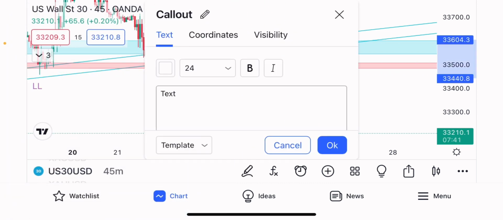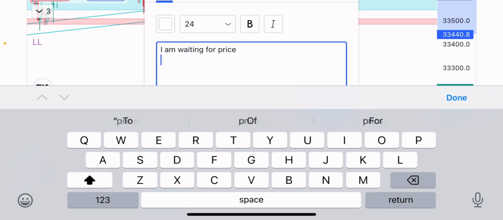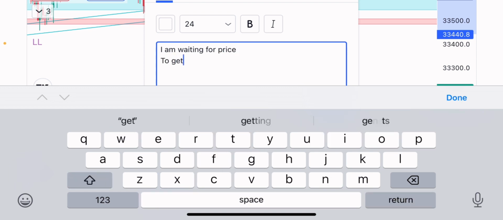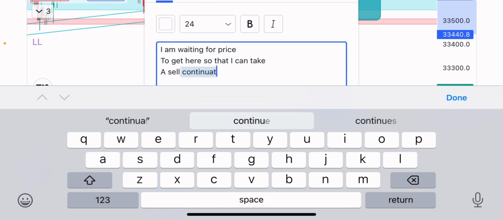So this is how I'll be entering the trade for a sell continuation. I'll be waiting for price to get back into that zone so that I can take a sell continuation trade, because I'm already in a sell trade after the break of the trend line that I showed you people.